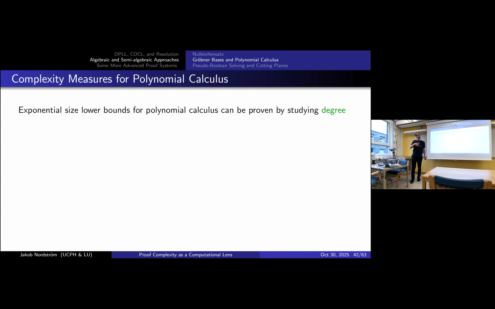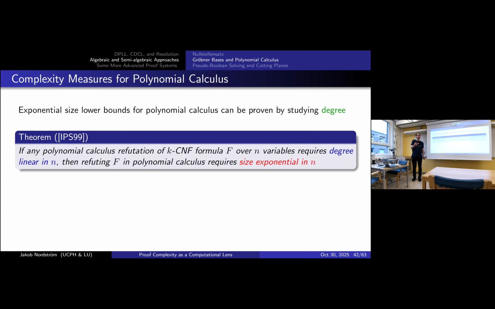I should also say that there's an interesting parallel to resolution. Think about how a clause gets translated into a monomial, so width gets translated into degree, and it turns out that you have exactly the same result as for resolution: if we can prove degree lower bounds, then that is sufficient to get size lower bounds.